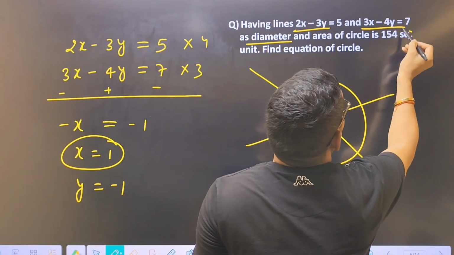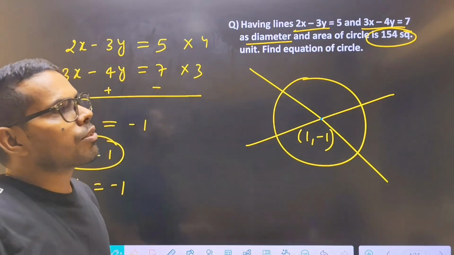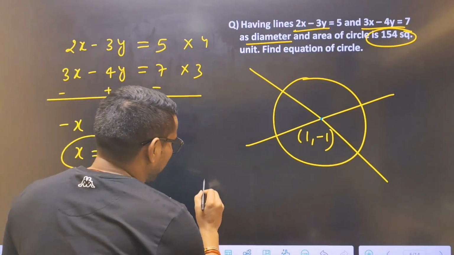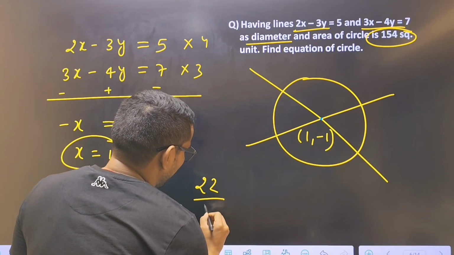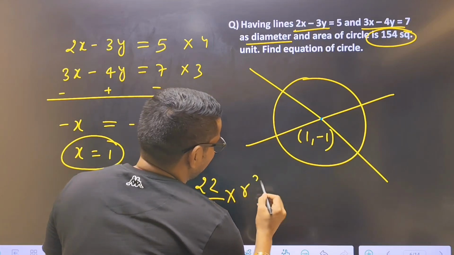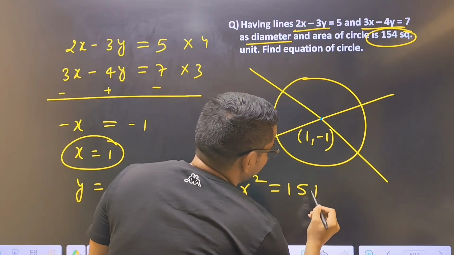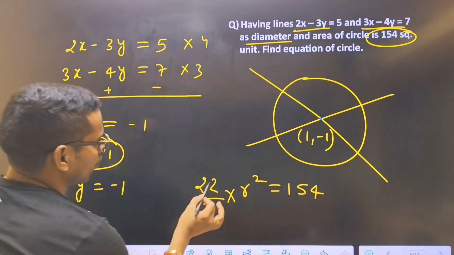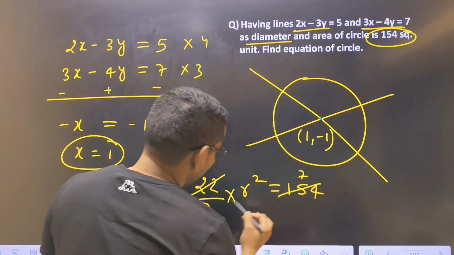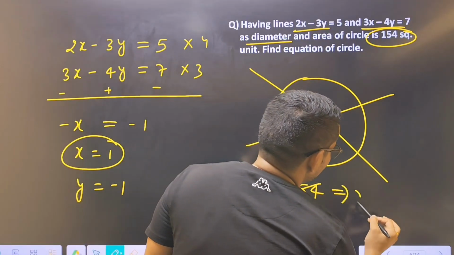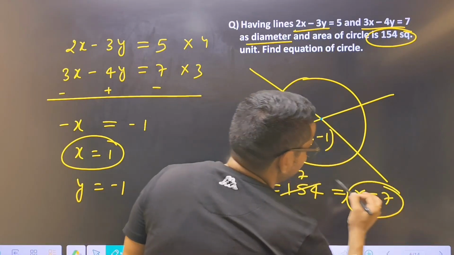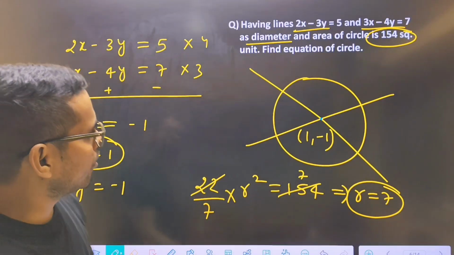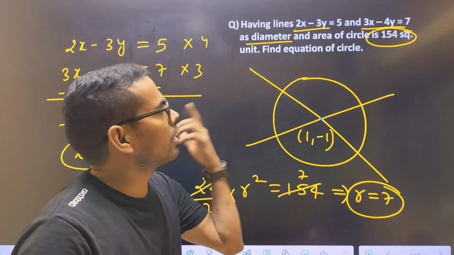So how can we get the other information that is given? Area of circle is 154. Area of circle, that is pi r square, is equal to 154. So r square equals 49, so r is equal to 7. So this is the radius and this is the center.